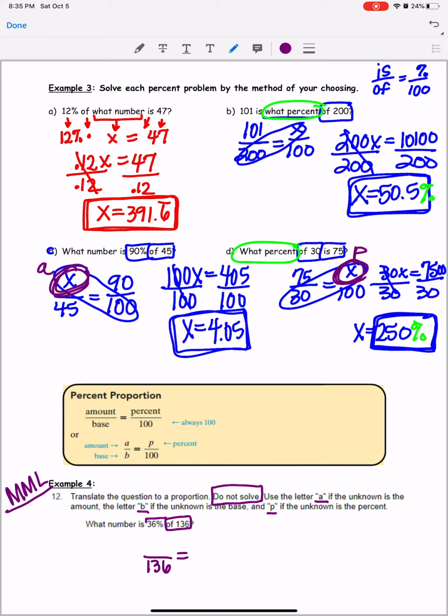We have 36%, so I know I've got 36 over 100. Here's the catch on this. Instead of putting X here, because I don't know the amount, don't put X, put A. Okay, and so that's the answer you're typing into my math lab. And so I wanted to do one example of that just because it is going to get picky on that variable.